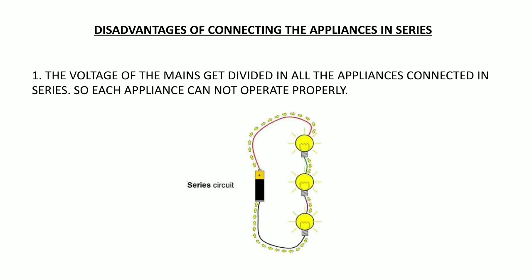So for example, let's say over here there is a battery and the bulbs are connected in series. This is how the series connections are made, isn't it? So when the current flows through these bulbs, since these bulbs are connected in series, the voltage will not be the same throughout, so these bulbs may not work properly. All right, so this is one of the disadvantages of the appliances when they are connected in series.